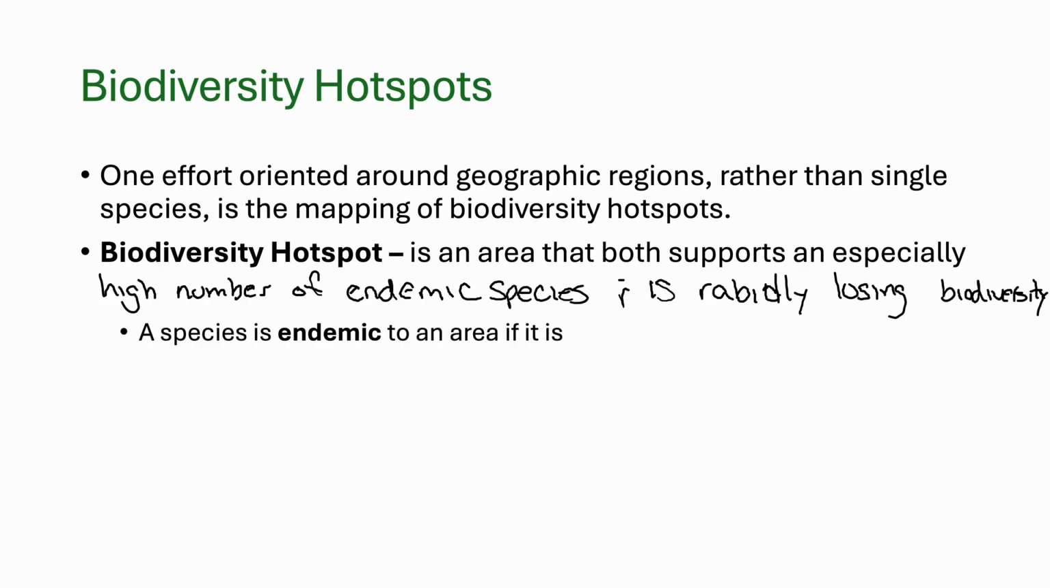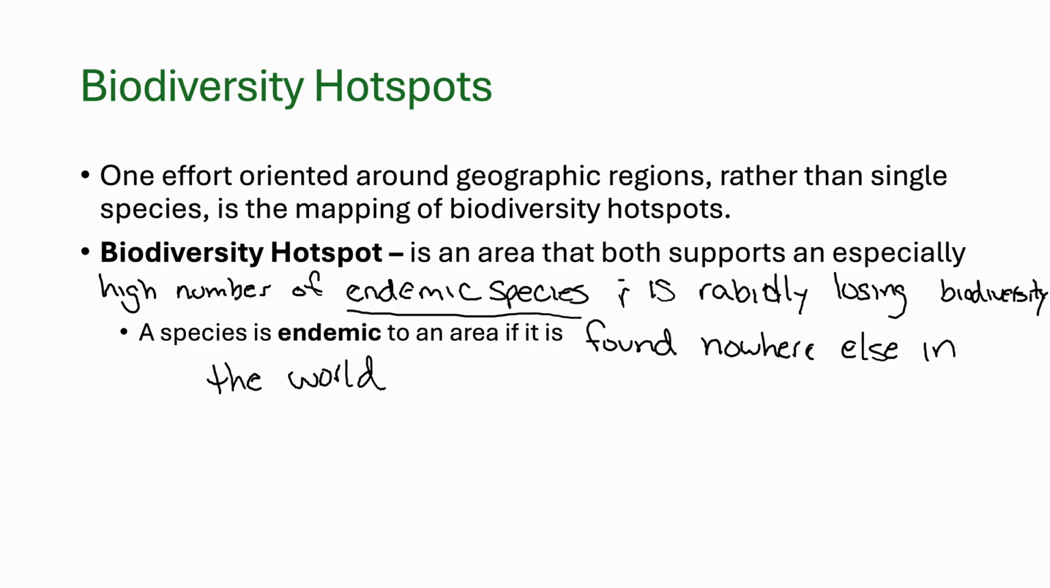Okay, so again, where we have species which we call endemic. Now, what does this word endemic species mean? An endemic species is specific to an area if it's found nowhere else. So something is endemic if it's found nowhere else on planet Earth. So when we're protecting hotspots, we're looking for these endemic species that are living in a particular habitat.